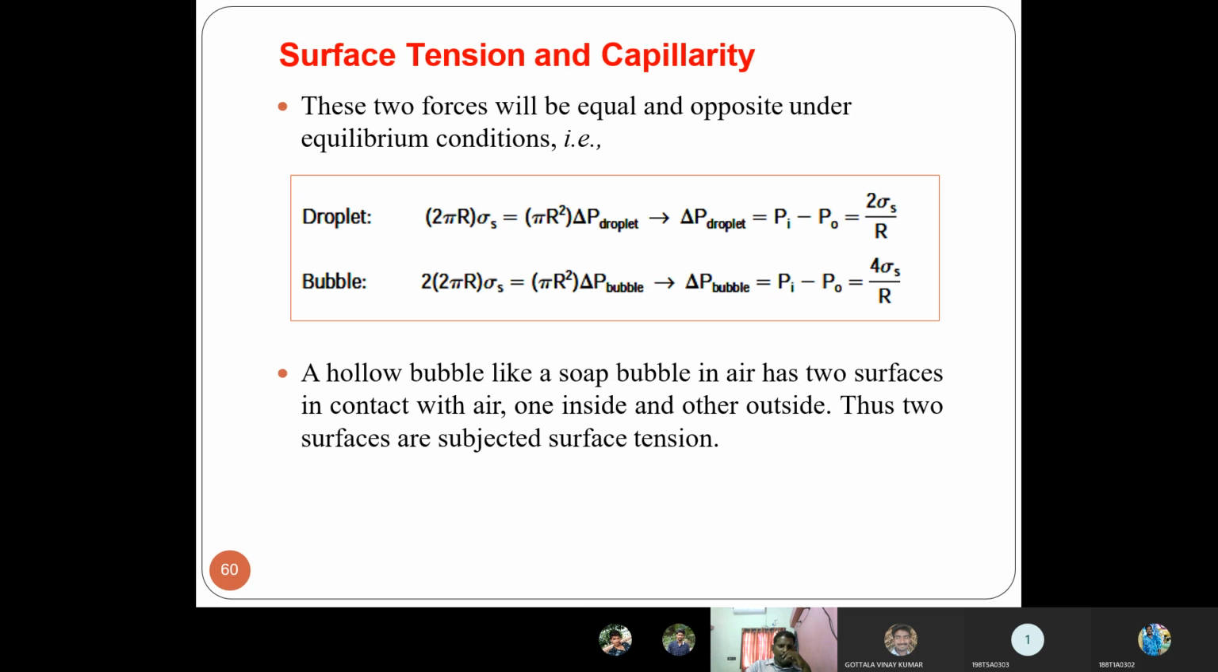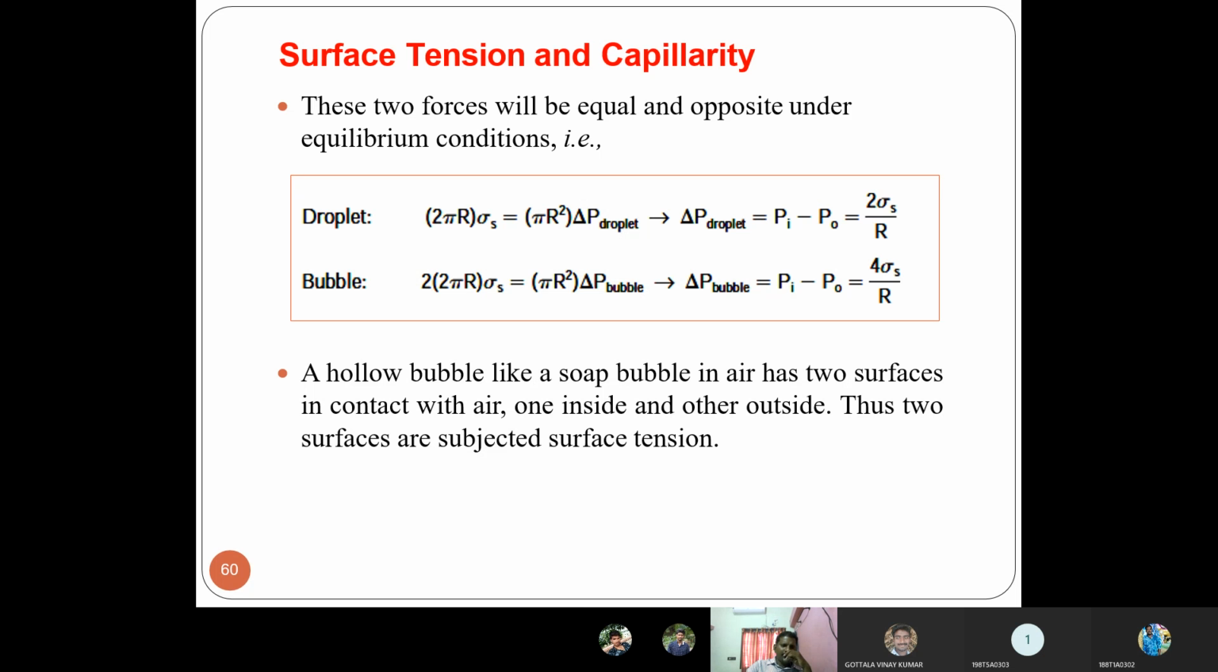This is for a droplet. Whereas for a bubble, it will have two surfaces, so here we multiply by 2. As it is 2, we get the pressure difference Pi minus P naught is equal to 2 into 2 sigma s, so we are getting 4 sigma s by r. That is the difference between a droplet and a bubble.